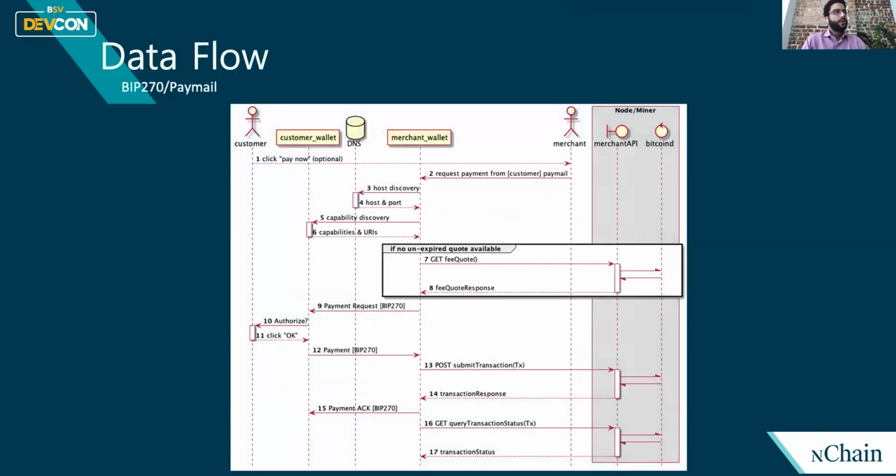This is a more in-depth data flow of how the merchant API fits in with the bigger picture of peer-to-peer transactions with BIP270 and Paymail. BIP270 and Paymail work hand in hand, and it's basically a mechanism for peers to discover each other and send transactions peer-to-peer to each other. So just a quick look over this. This diagram is also in the spec, so you can take a look at that afterwards as well.